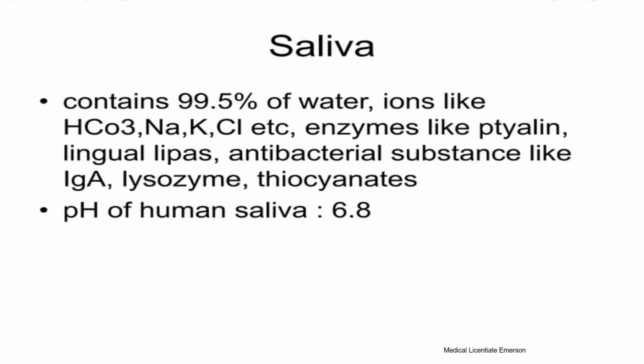So now let's talk about saliva. In terms of composition, saliva contains 99.5% water, ions like bicarbonate, sodium, potassium, chloride, and so on. And of course it also has enzymes such as ptyalin, lingual lipase, antibacterial substances like IgA, also lysozyme, thiocyanates. That's about the saliva. The pH of human saliva is 6.8.